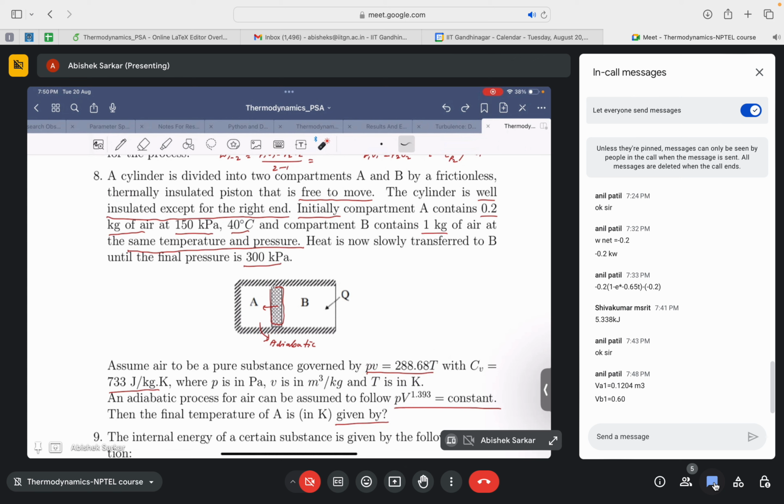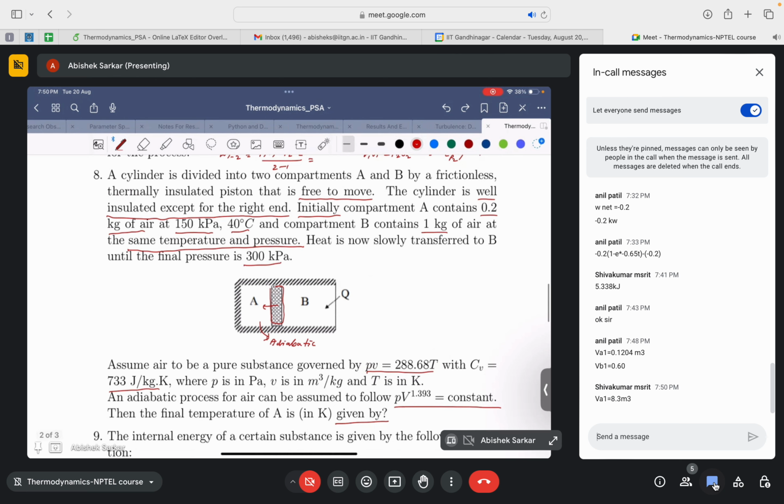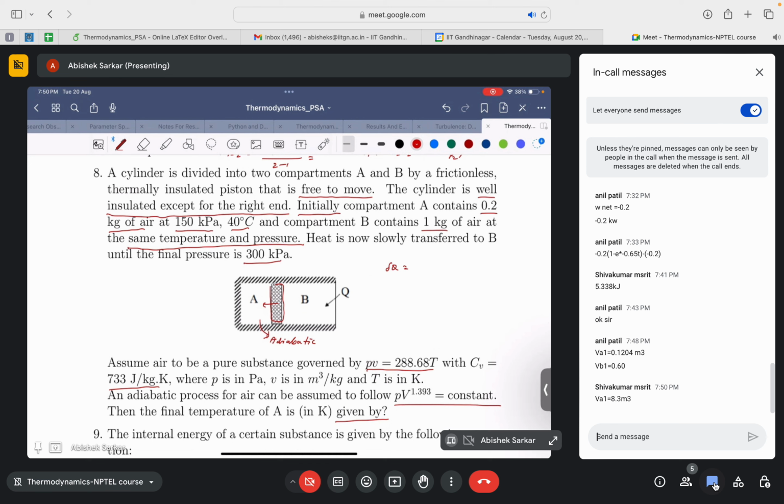From this you can find the net work interaction as well, or at least try to obtain the expression for the net work interaction. If you apply the first law of thermodynamics for compartment A, because you need to find the temperature of compartment A only, that's the question we have, we'll have del Q is equal to dU plus del W, right?